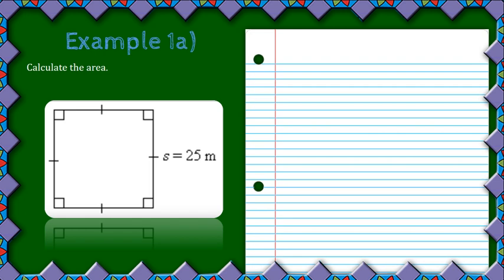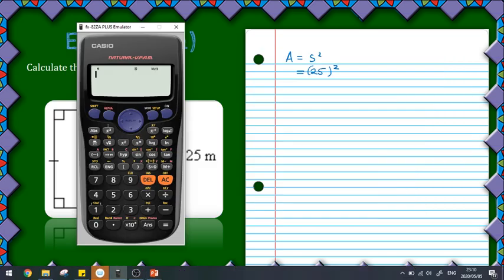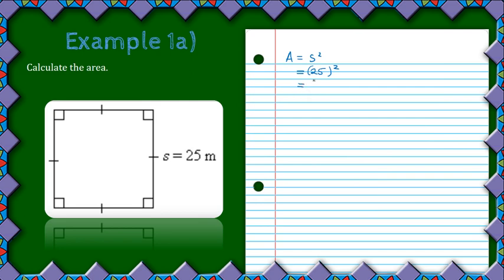Now to look at how we're going to go about doing that, if we have a square and the side is 25 meters, then we know our formula is area equals side squared. Since I know the side is 25, I can just substitute in the value 25 and square it on the calculator. So I have 25 squared, and that gives me 625. The units are very important, and this is meters squared. So in area, we work with units squared.